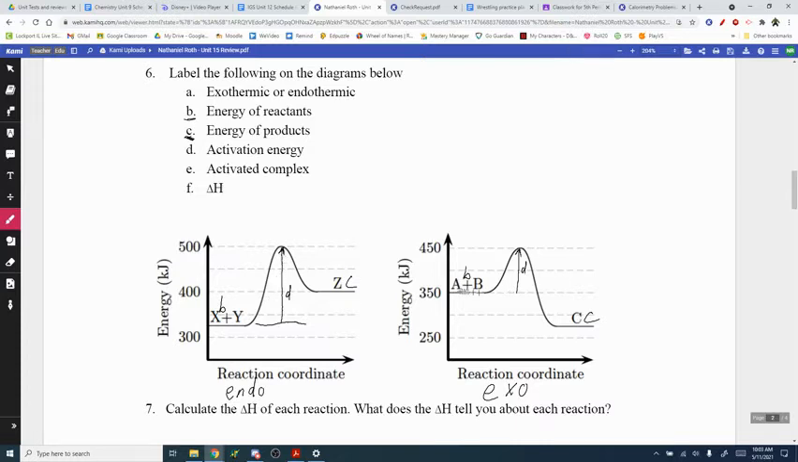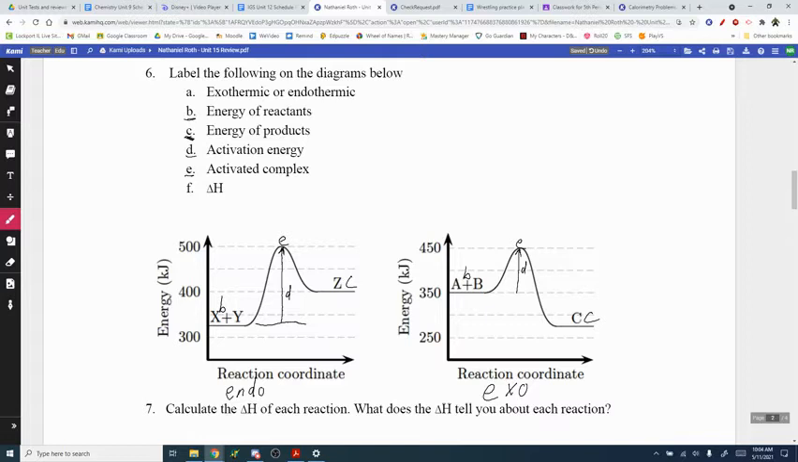Okay, so for this one, it's a little easier. 350 is where the reactants are, 450 is where the top of the hump is. So the activation energy for that one is 100. Okay, so that was D. Next is the activated complex. So the activated complex is just the spot right at the top of the hump. That is when the reactants kind of start melding together and start producing the products, but they haven't quite gotten there yet. It's like the interim between reactants and products. It's right at the top of the activation energy.